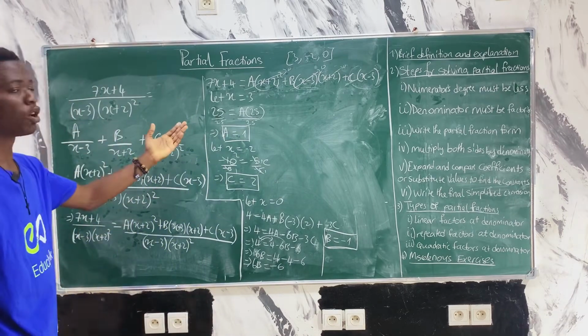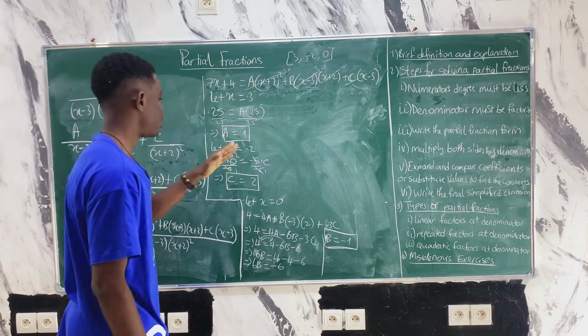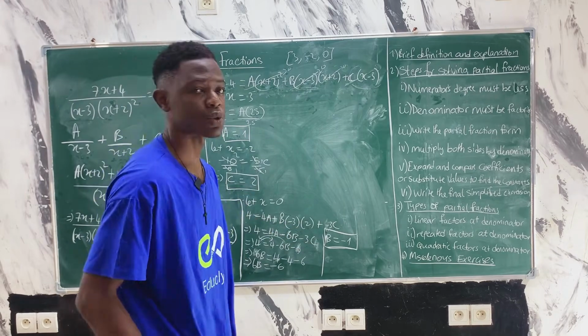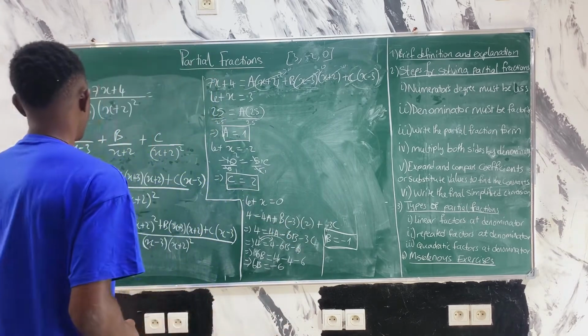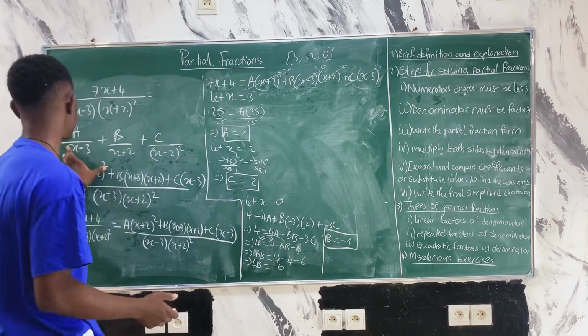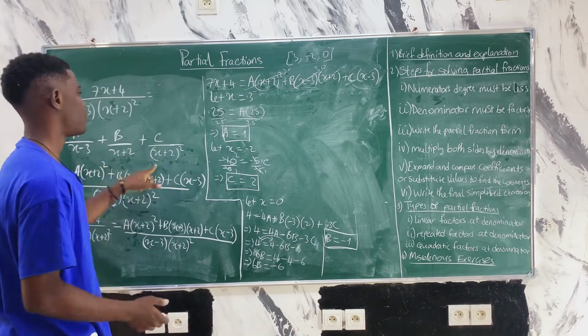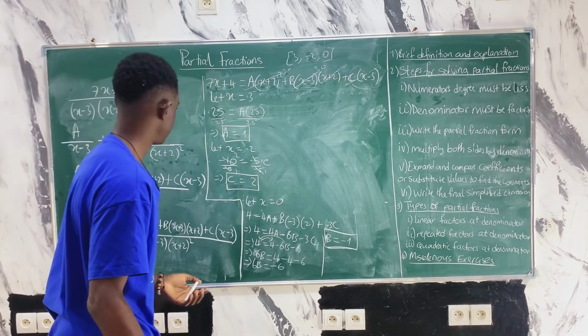So here I've found all of my values. I've had my a to be 1, my c to be 2, my b to be minus 1. So I'm done. I'm practically done. What I have to do is replace them in this form and find my answer.